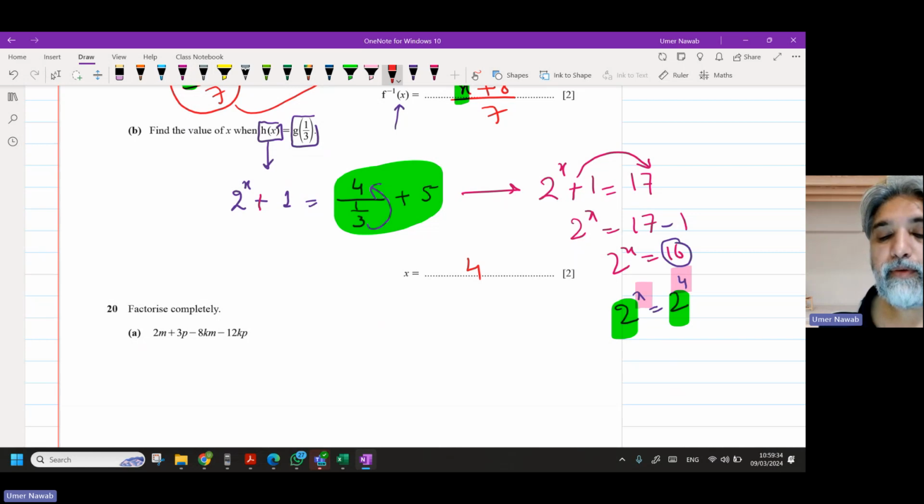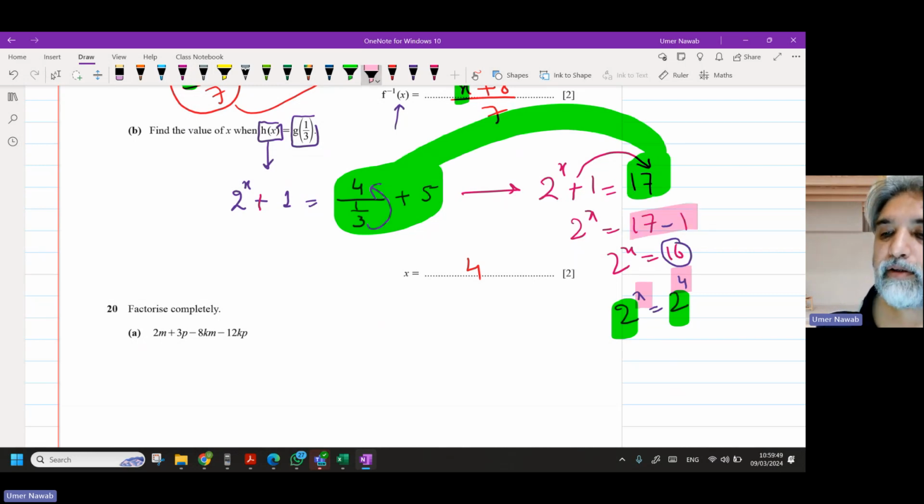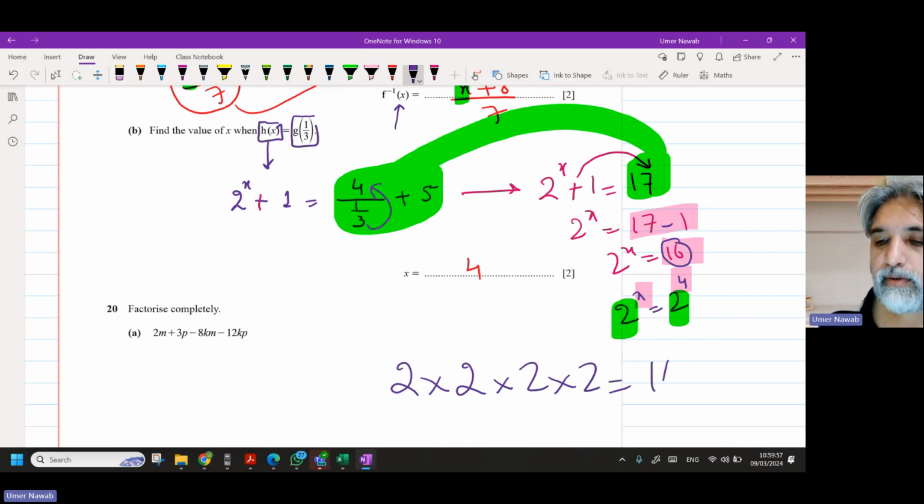I hope it is clear to everyone that 2 raised to the power x plus 1 is equal to 4 over 1 over 3 plus 5. When I write it, I got my answer. This answer came to me as 17, and then the plus 1 goes to the other side. It becomes 17 minus 1, which is 16. And 16 can be written as 2 raised to the power 4. Since everyone knows 2 times 2 times 2 times 2 is equal to 16, it is 2 raised to the power 4.